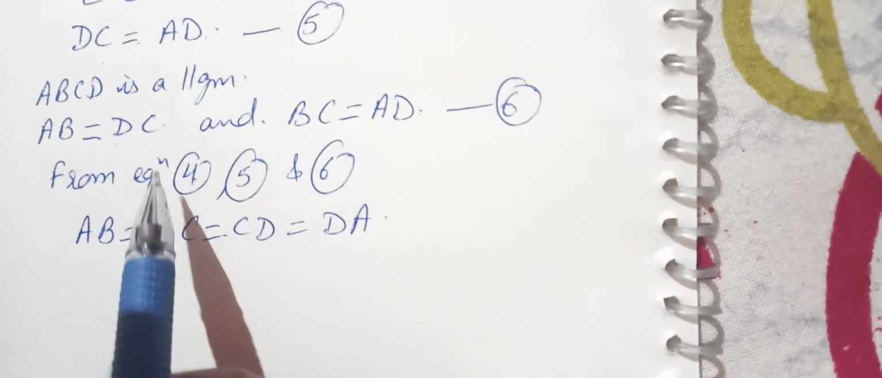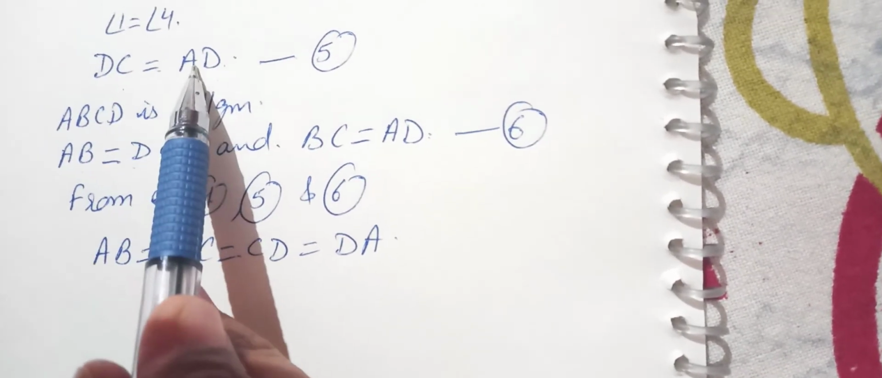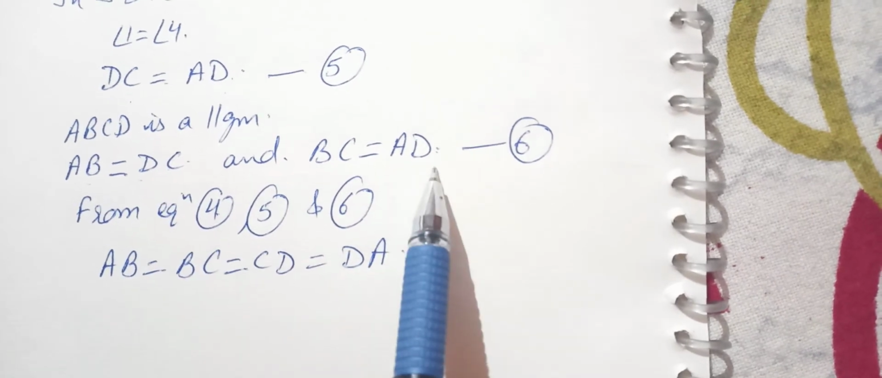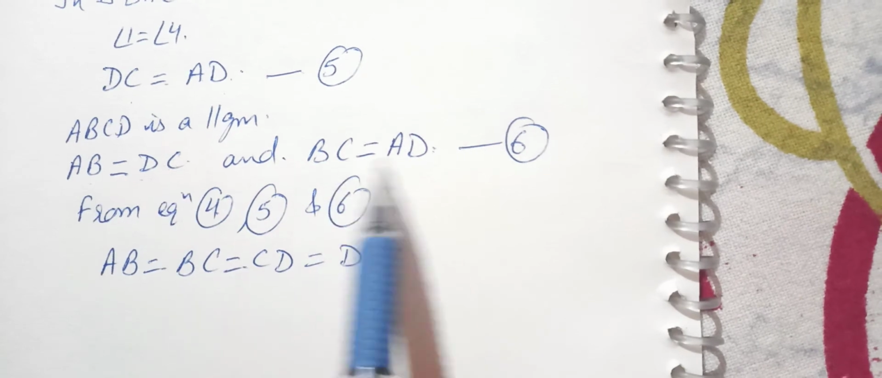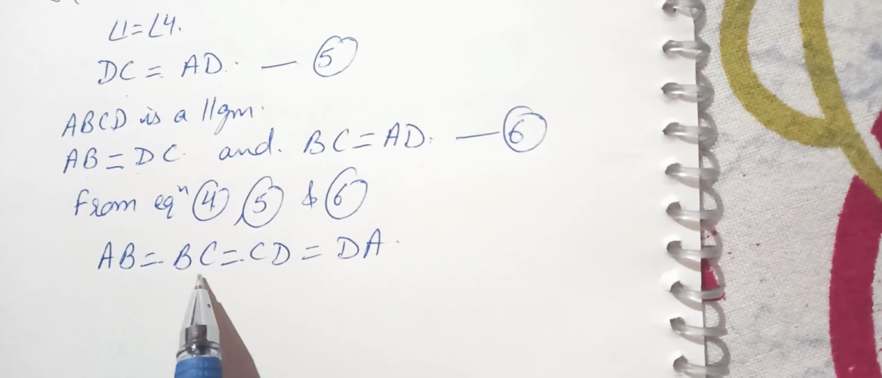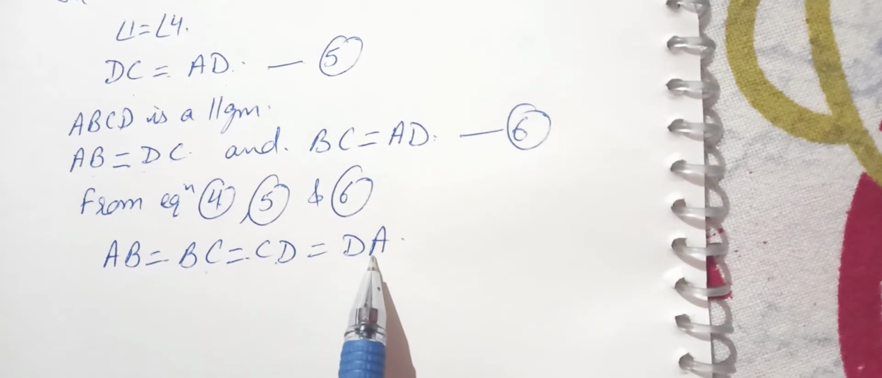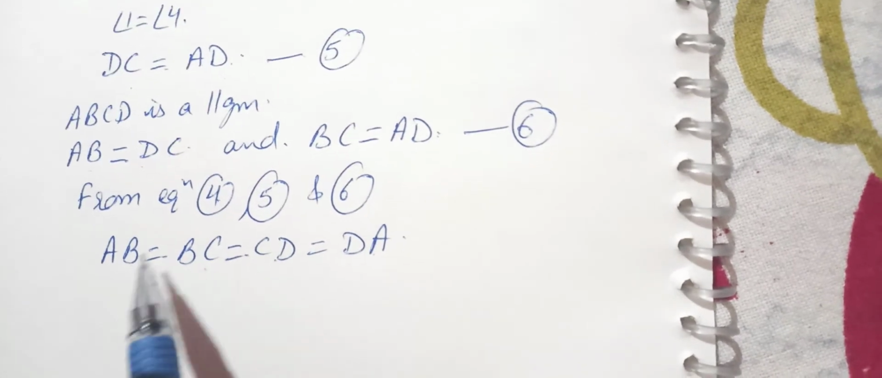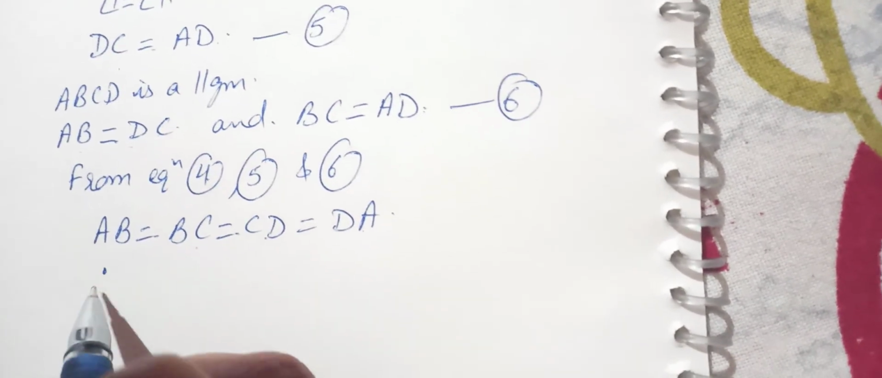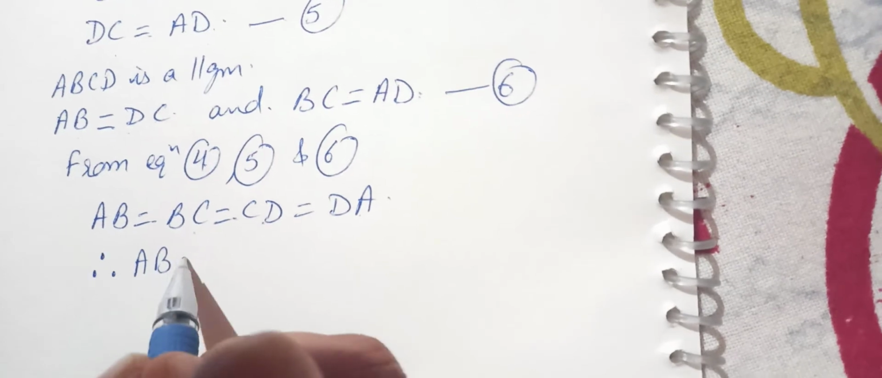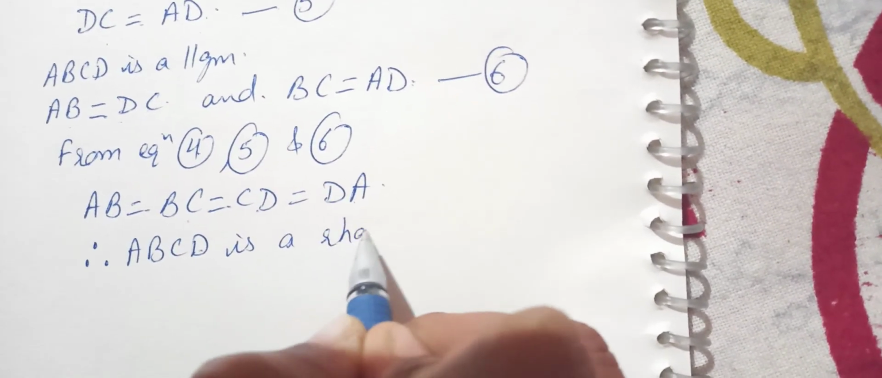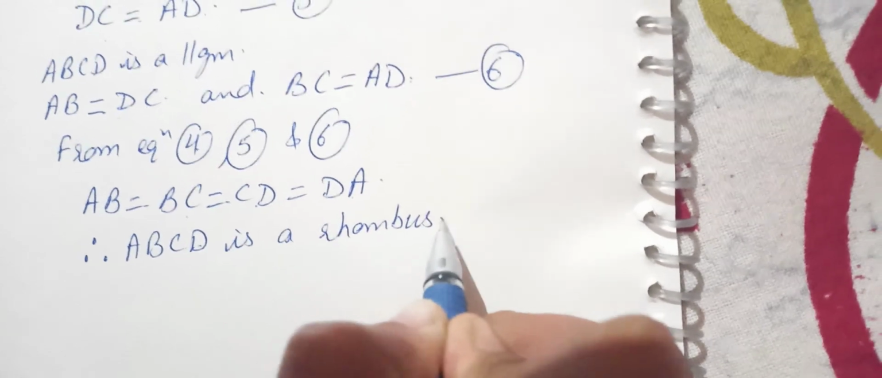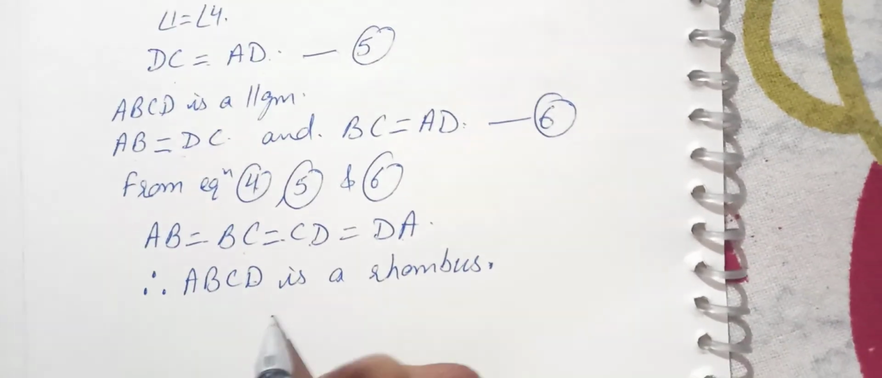Okay students, look, here you can see DC is equal to AD. So this DC becomes equal to AD. Okay, then these two also will be equal. So that means all the four become equal. So AB is equal to BC equals to CD is equal to DA. So that means all the sides of the parallelogram are equal. Therefore, ABCD becomes a rhombus. So ABCD is a rhombus. Hence proved.